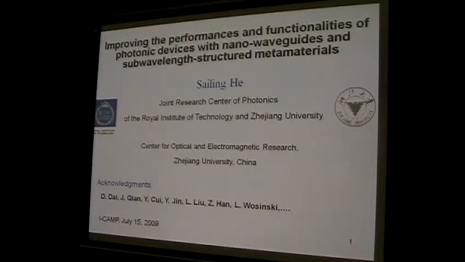And the last part is, let's see, it's on the harvesting of light and absorption of light using some of the resonance nanostructures. So let me just start with the first part.